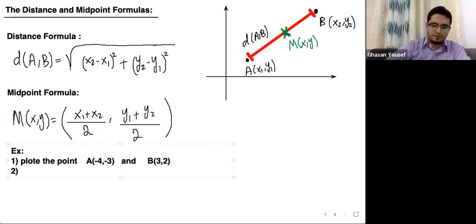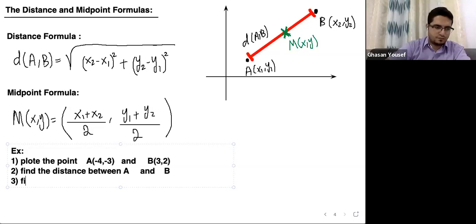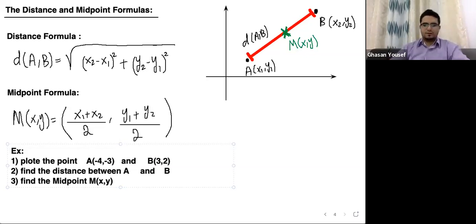Second part, find the distance between A and B. The last part, find the midpoint M, X, comma, Y. The midpoint M, X, comma, Y.